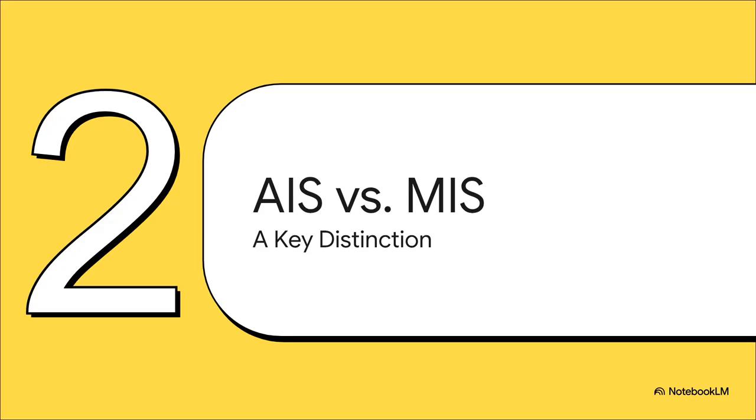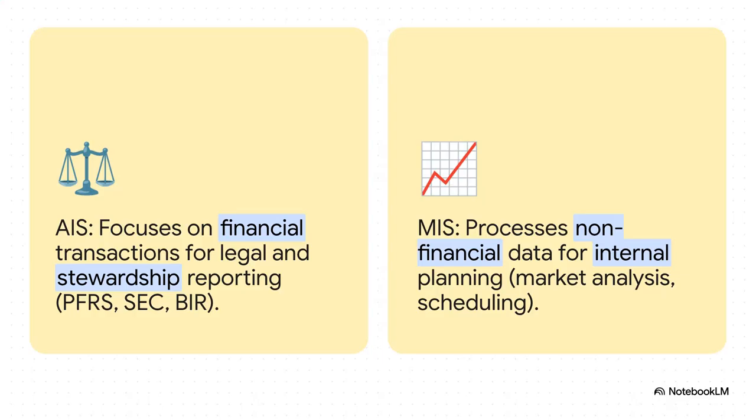Okay, so we've established that accounting is a system. But what makes an accounting information system, or an AIS, any different from all the other information systems a company might be using? Let's get a little more specific. Here's the core difference. An AIS deals strictly with financial transactions. And importantly, it has to follow a bunch of external rules, from bodies like the SEC. Why? Because its output is used for legal and official reporting.